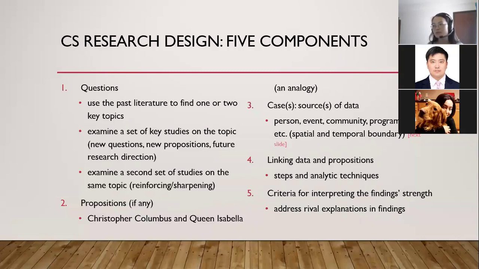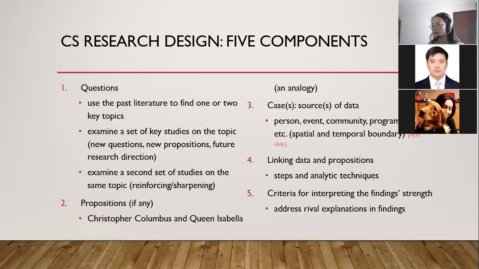So that involves steps and analytic techniques. It cannot be summarized easily. We are going to talk about that in detail in a future sharing event. And the fifth one is criteria for interpreting the findings' strength. So in quantitative research, you usually, for instance, have a p-level to indicate the significance level, right? So if the p-level is less than 0.05, it is very significant, for instance.